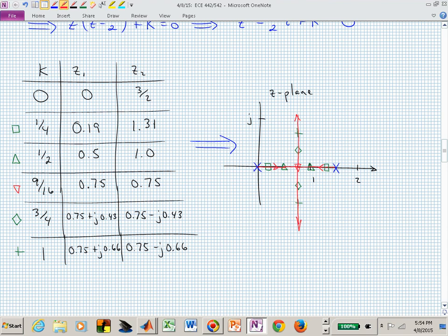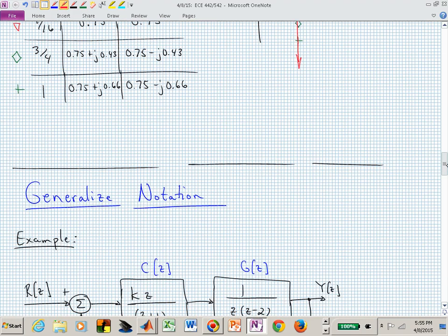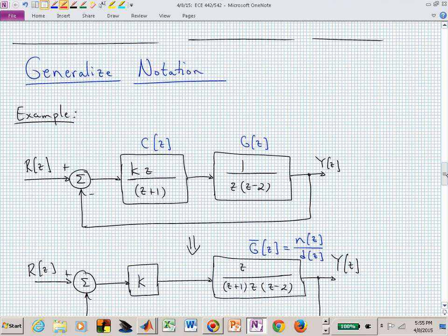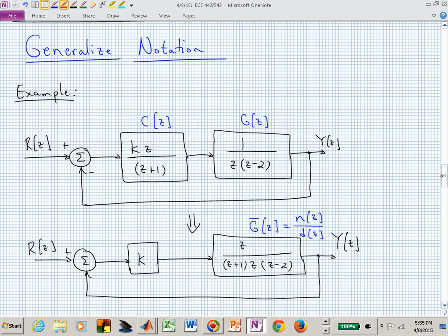You can now use your calculator to sketch the root locus if you want. And all you really have to do is know the quadratic formula, probably, especially for this one. Now, in general, you might have more roots than that, so it's nice if your calculator does something like complex zeros of a polynomial. Here's the generalized notation that I now want to go through.